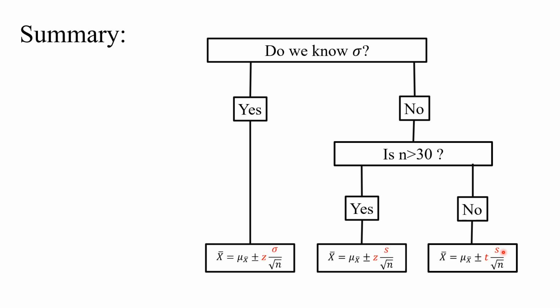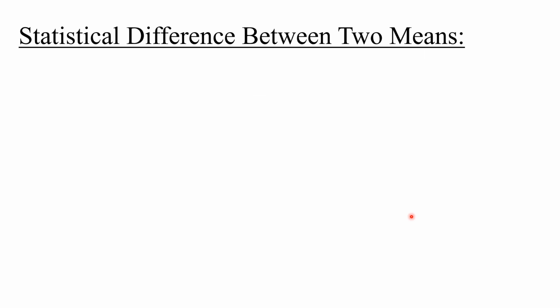But my recommendation again, if you don't have sigma, if the answer is no, just use the t-value. Here we are going to talk about the statistical difference between two means. So let's look at an example.